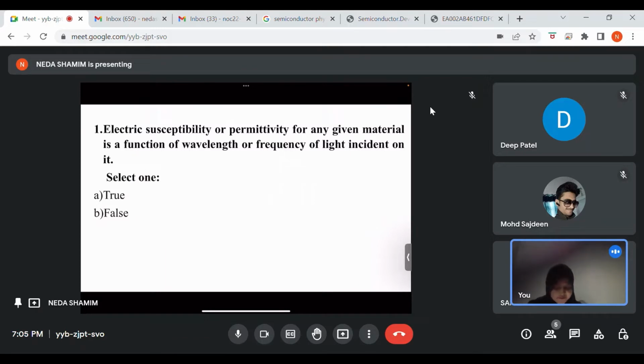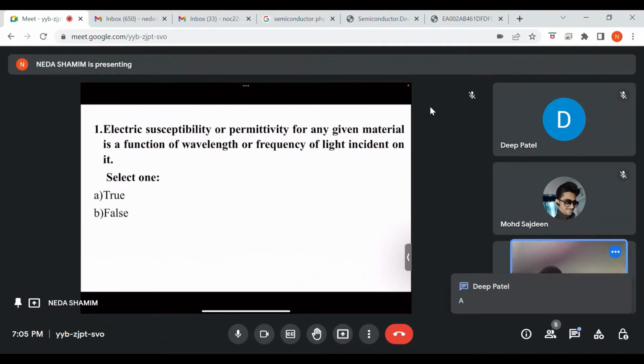I give the very first question to you. The electrical susceptibility or permittivity for any given medium is a function of wavelength or frequency of incident light on it. Is this statement true or false? Okay, you say true. And why is it true? You must be having some justification regarding that. You say it's true. Yes, definitely it's true.